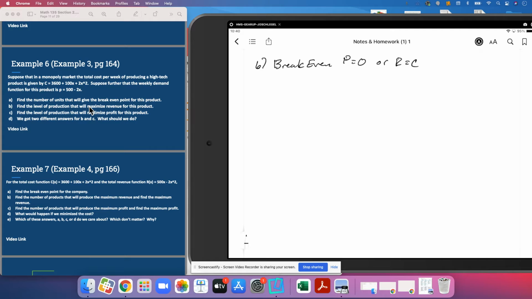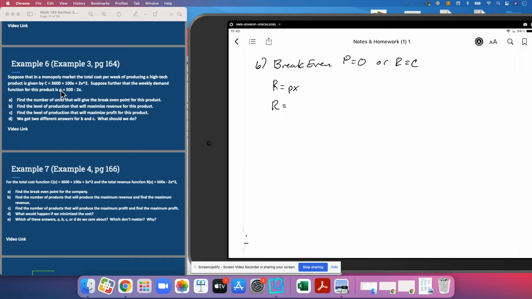profit is equal to 0 or revenue is equal to cost. Looking at this, we are given a cost function, but we are not given a revenue function. We are given the demand though. We need to remember that revenue is equal to the price per unit times the number of units. This right here tells us what the price is. This lowercase p stands for price. To get the revenue function, we can say R is equal to px. Again, revenue is equal to the price times the number of units sold.